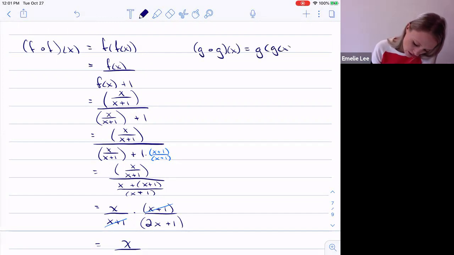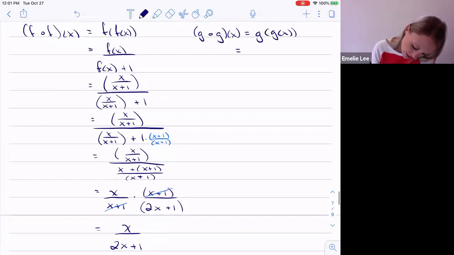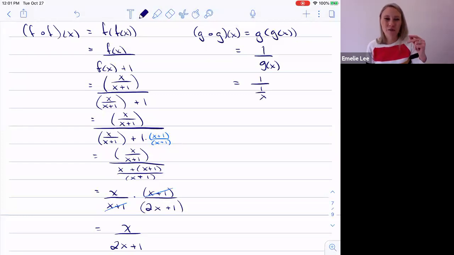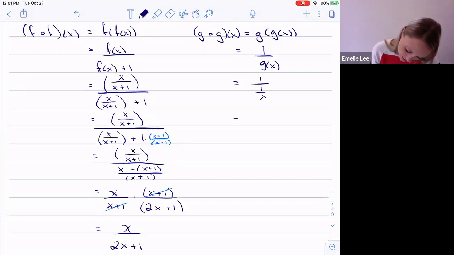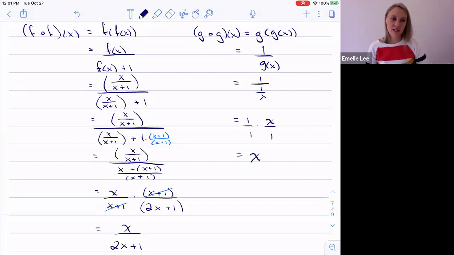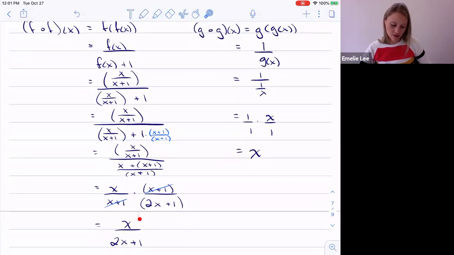That's g of x. G of x is 1 over x. So 1 over g of x, which is 1 over x. 1 is just 1 over 1, so 1 over 1 over x. Flip and multiply, and so I get 1 over 1 times x over 1. Wow, that just leaves me at x. Way easier than f composed with f, g composed with g. But it just depends on what the functions are that you're dealing with, right?